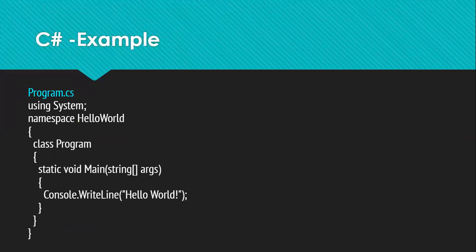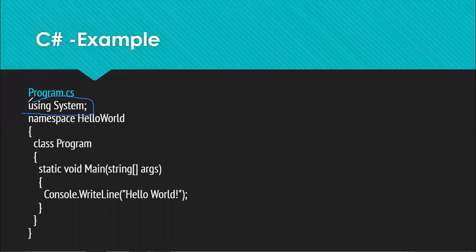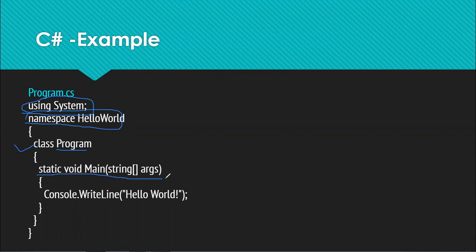So this is a small example of how to write code in C sharp. Here the program name can be anything, and the extension is the .cs extension. Here the first line is using System. Then second is namespace and the name of your program. Then class and the name of the class. Then static void Main and string args. Then the next line is Console.WriteLine Hello World. A very simple program where we just want to print a message to the user.